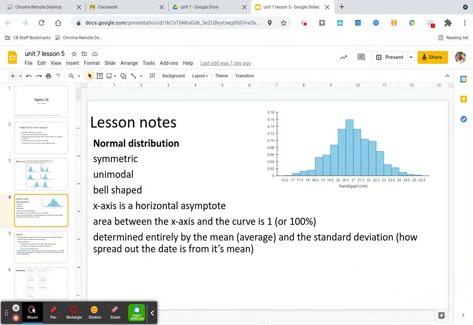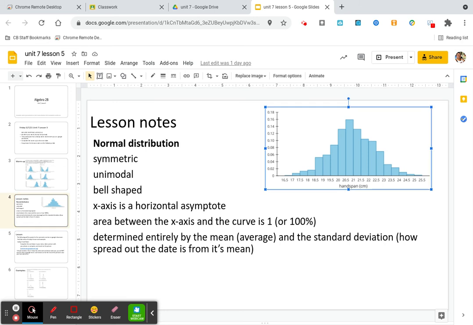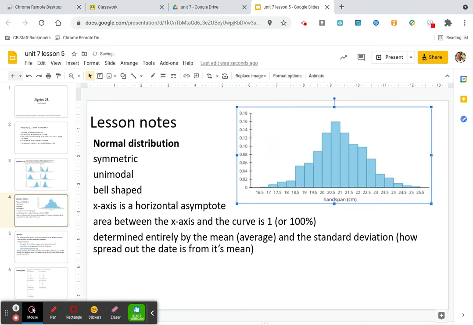All right, we are moving ahead to Lesson 5 of Unit 7. And Lesson 5 is an intro to what we call the normal distribution, a very popular topic within statistics, and this is a statistics unit. Another word for a normal distribution is what we call a bell curve, and you can see based on the example here why they call it a bell curve, okay?